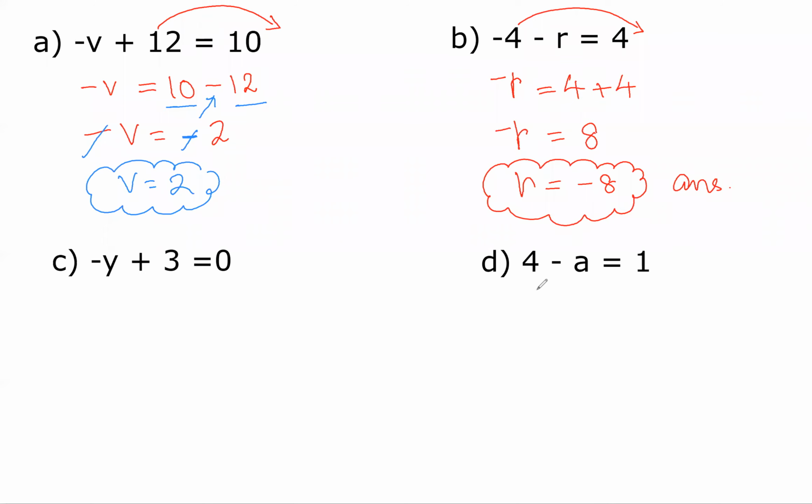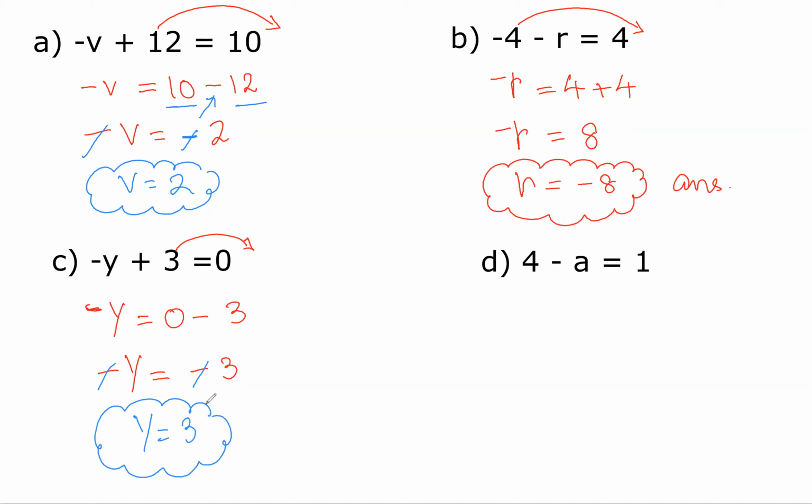Now let's move on to the last two questions of this video for today. I'll leave my minus y, the negative y, there only, and take my 3 to the other side. So 0 minus 3 minus y gives me minus 3. As I told you in the previous example, you can cancel the negative sign because it is present in the variable as well as with the number. So you're eventually left with y equals positive 3.